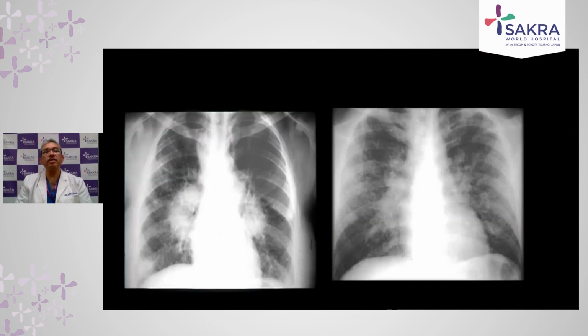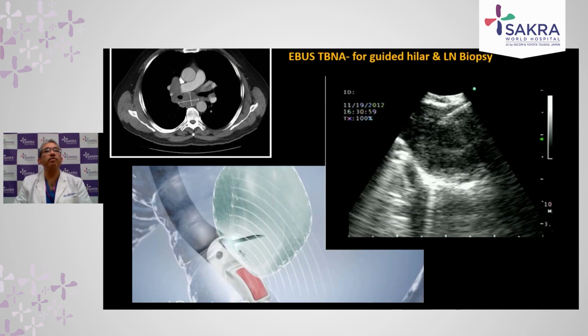And this is how the X-ray would look, with large potato-sized nodes on both the hilar regions, and with or without, on the right-hand side, reticular shadows and nodular infiltrates in the lung parenchyma, classical in the mid and perihilar region, suggestive of sarcoidosis. A contrast CT scan would show these enlarged lymph nodes in the right and left hilar region, paratracheal region, and the subcarinal region.